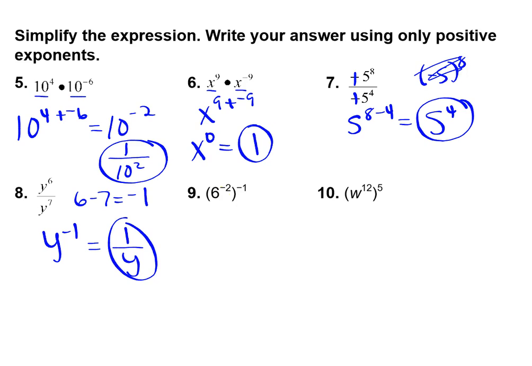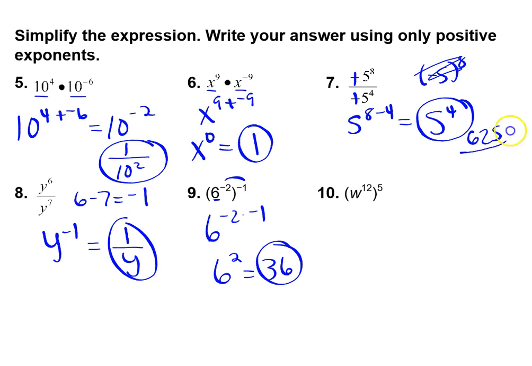Number 9, we've got a power to a power. We see the base is only written one time. That's what tells us we're going to multiply these. So 6 to the negative 2 times negative 1 is 6 squared. Since that's relatively small, we would go ahead and multiply that out. 36. For this one, we might go ahead back there on number 7 and write 625. For 10, w to the 12th to the 5th, we're going to multiply, and that's w to the 60th power.